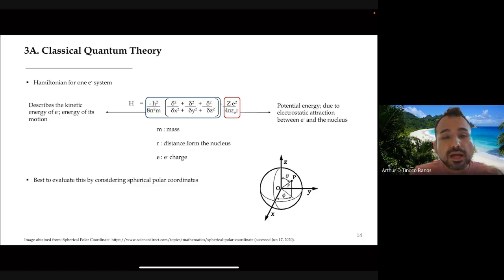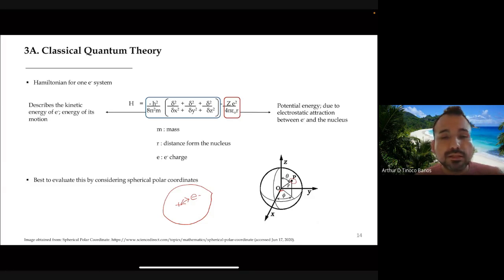Now, it's best to evaluate this particular formula by considering spherical polar coordinates. Why am I saying spherical polar coordinates? Well, because we are trying to predict a probability of where we can find an electron. So we're looking at this from the perspective of positioning. When we apply spherical polar coordinates here, we can define a certain position in terms of its distance from the origin. The origin in this context, think about that being the nucleus, right? So again, this type of model.